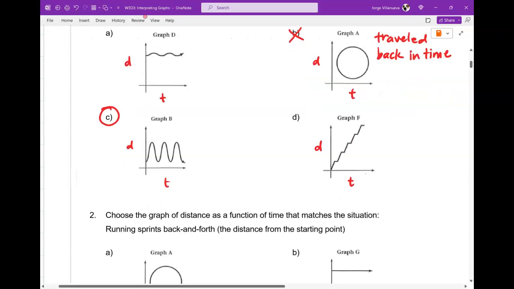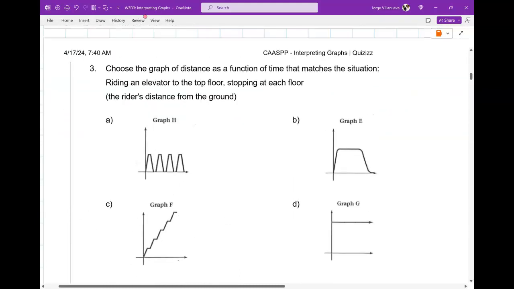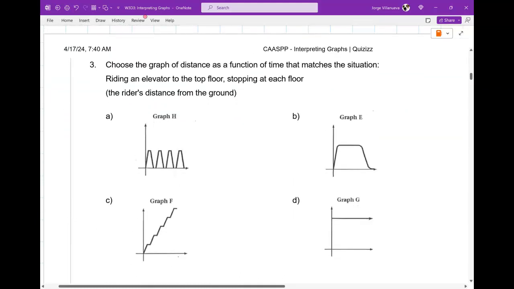So let's look at another one really quick. Let's look at number 3. Choose the graph of distance as a function of time that matches the situation. So distance, time, distance, time, distance, time, distance, and time. Okay? Riding an elevator to the top floor, stopping on each floor.